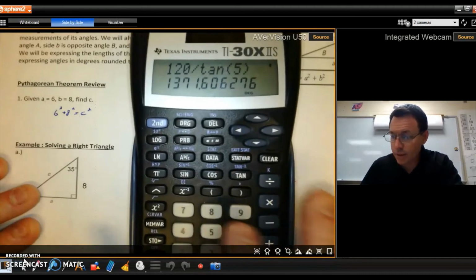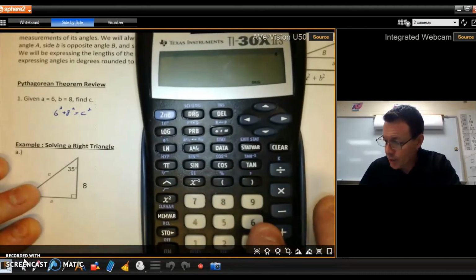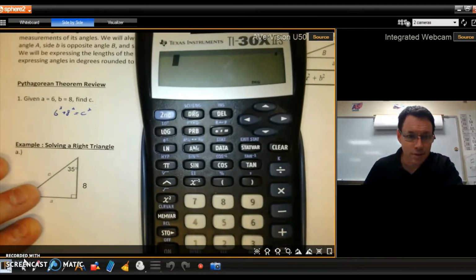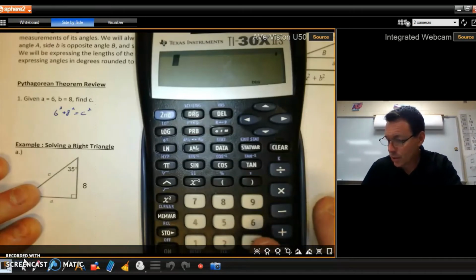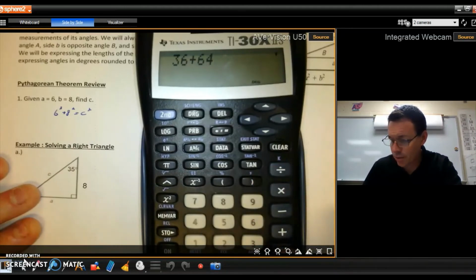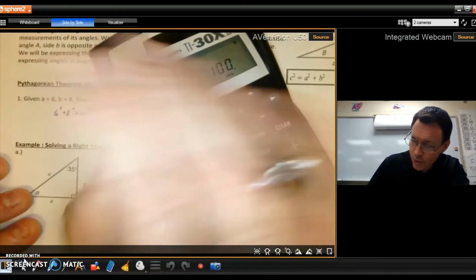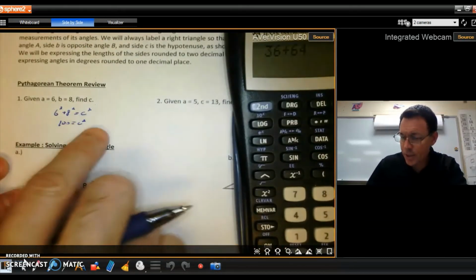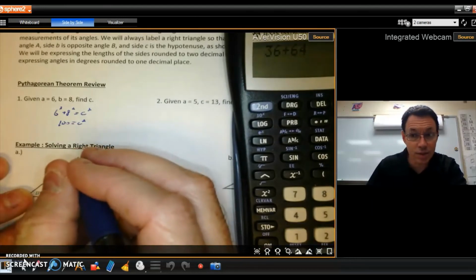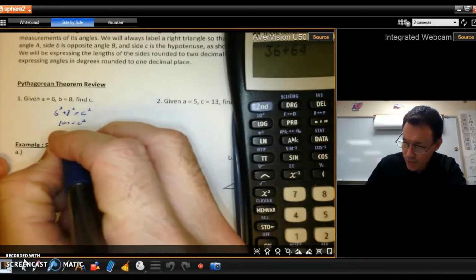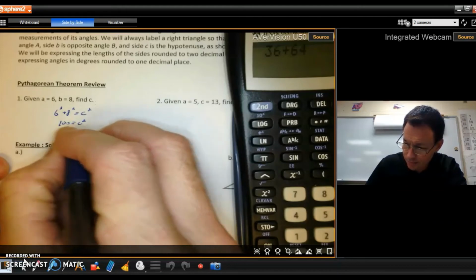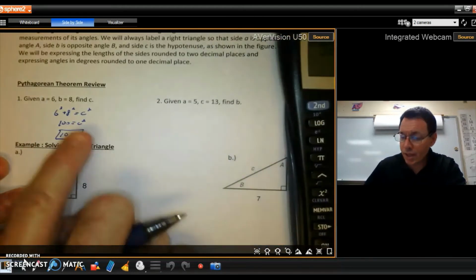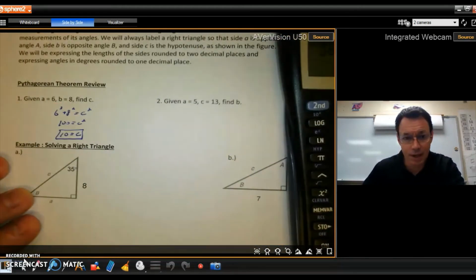So in my calculator, I'm going to do 6 squared. You can plug this in your calculator. 6 squared is 36. I'm going to cheat. Plus 8 squared is 64. I'm not going to type in 8 squared, I know what those are. So 100 equals c squared. And then I'm going to take the square root, and again, I kind of know what this one is off the top of my head. So c is 10. That's when you're given the 2 legs and you're trying to find the hypotenuse.